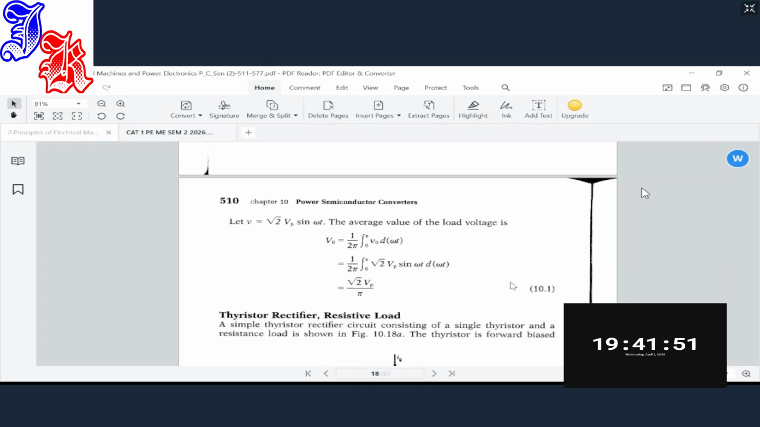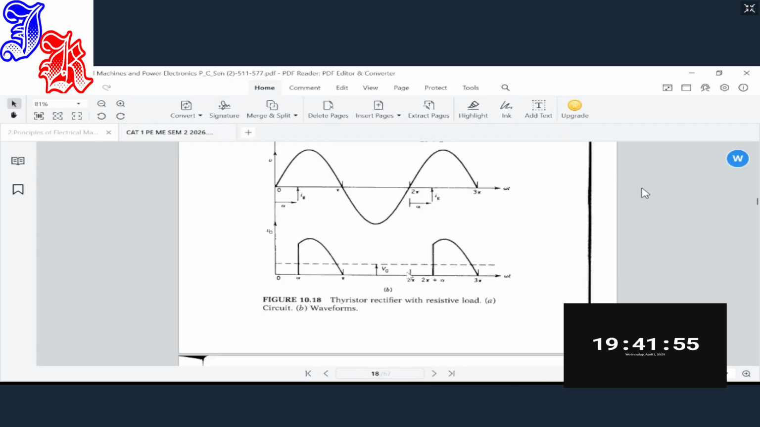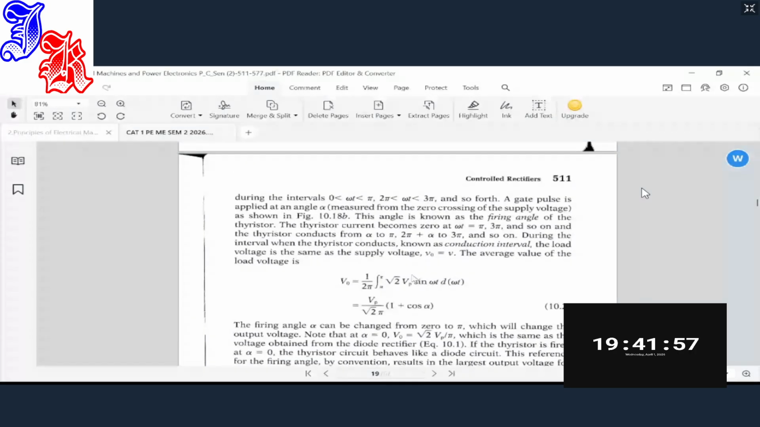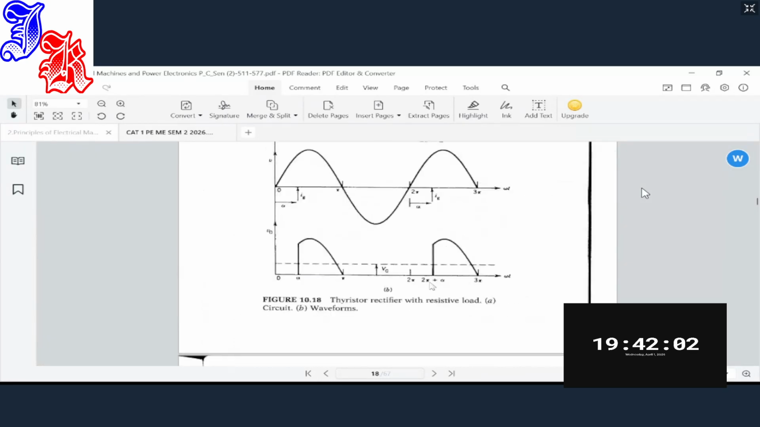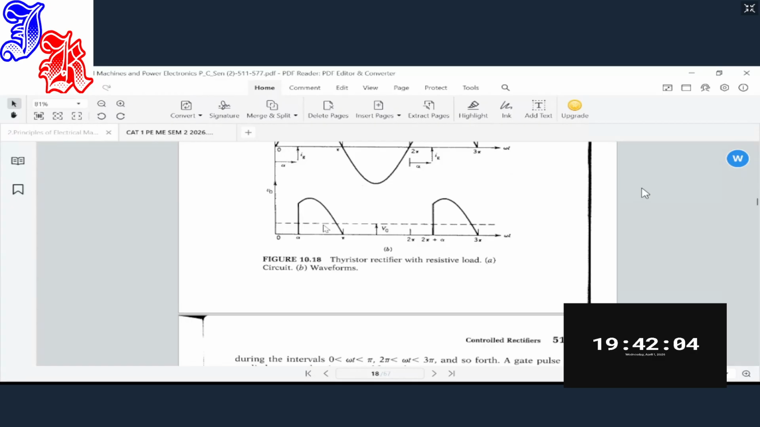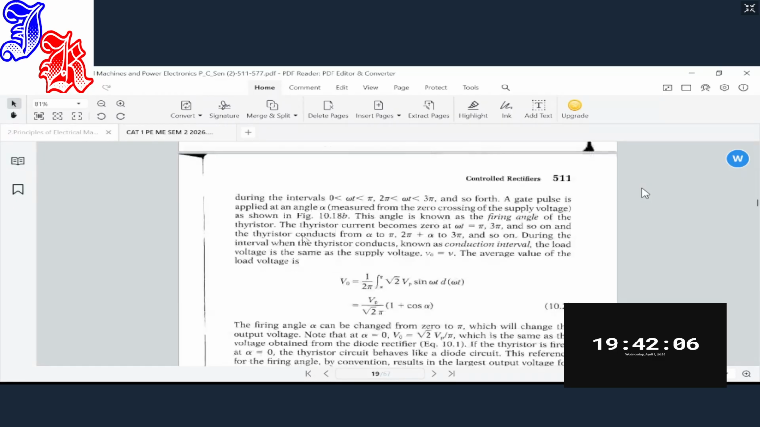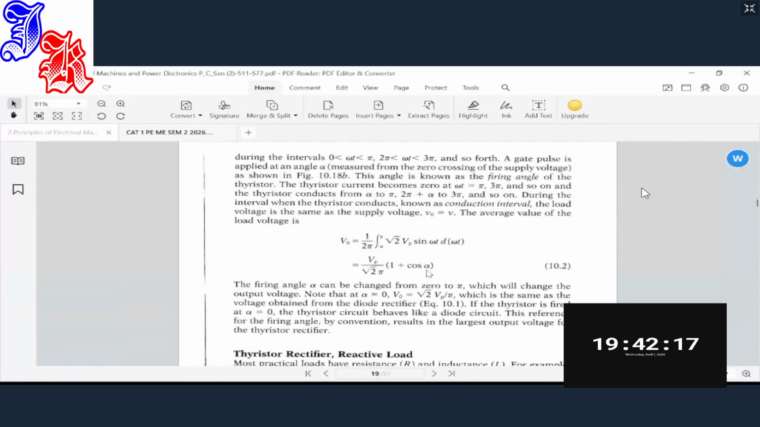This is for a diode, here is only a diode. Then we go and see that of a thyristor. If we ignite the thyristor at 0, we see it behaves the same as a diode. So for this instance, this is for that of a thyristor. So let's ignite it at 0.